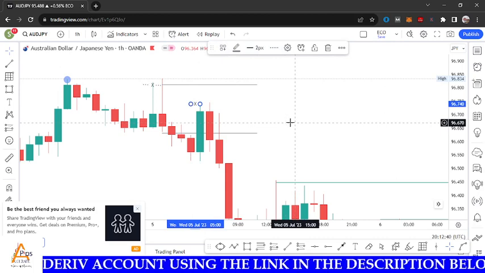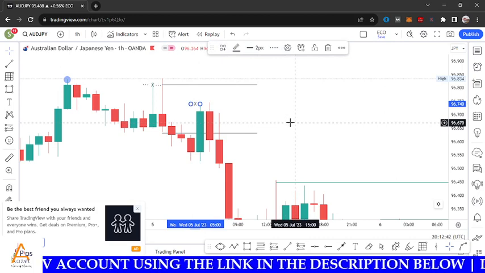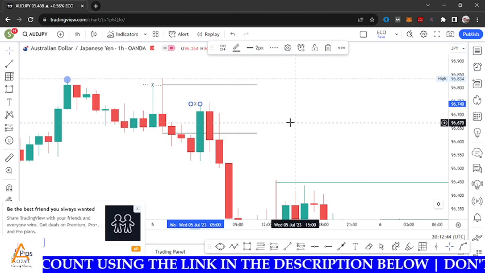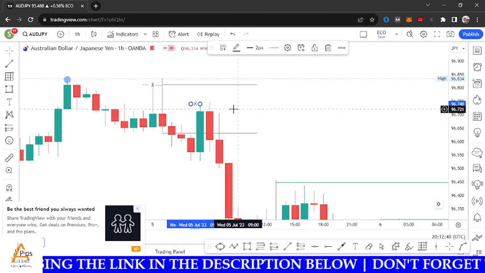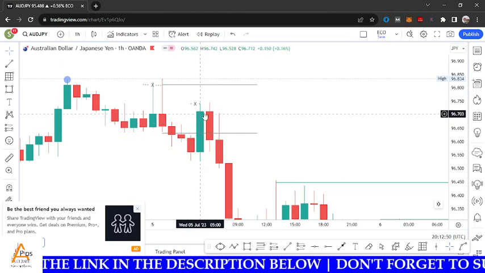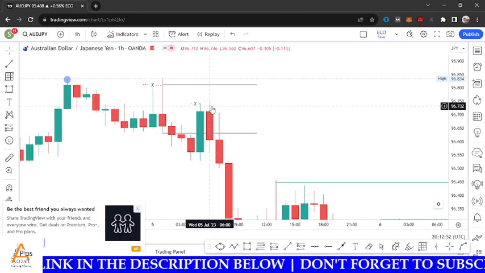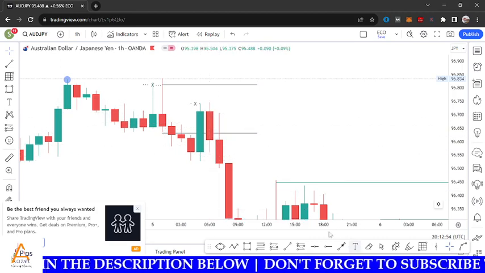From the formation of candlesticks that we learned about, the color of the candle doesn't matter that much. It is the internal structural formation of the candlestick that matters. So this becomes our valid order block.